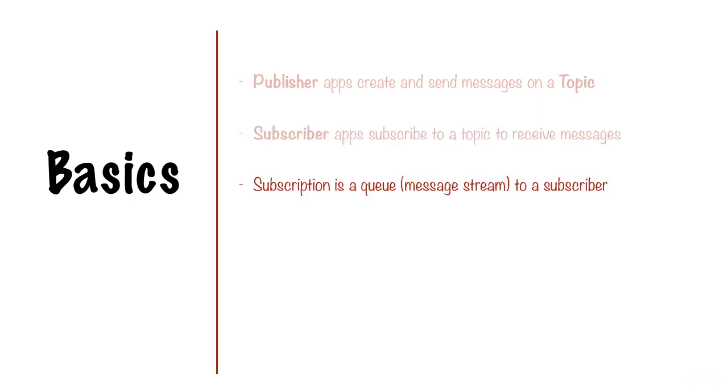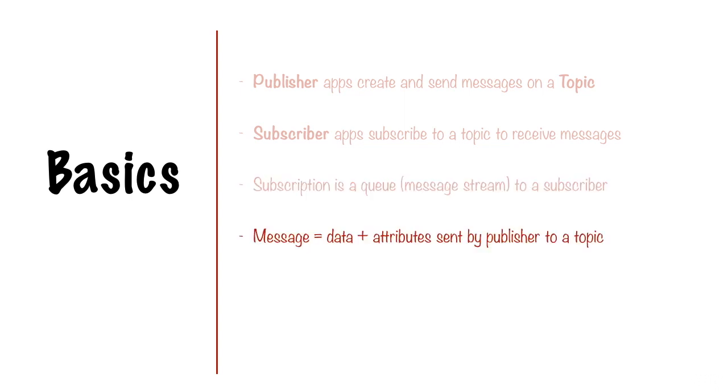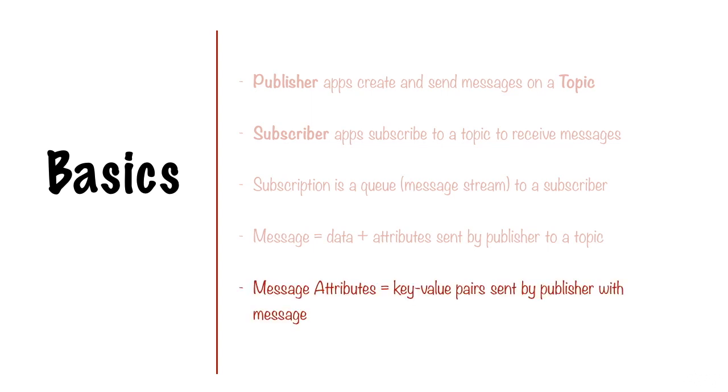And each subscription can be thought of as a message queue or a message stream which takes messages to a subscriber. A message itself consists of data as well as some attributes. Those attributes can be set by the publisher. It, of course, includes a topic. The message attributes are key value pairs that the publisher chooses to include with the message.